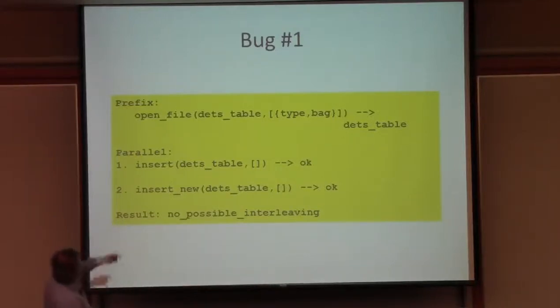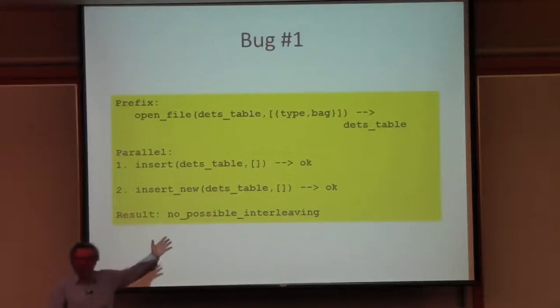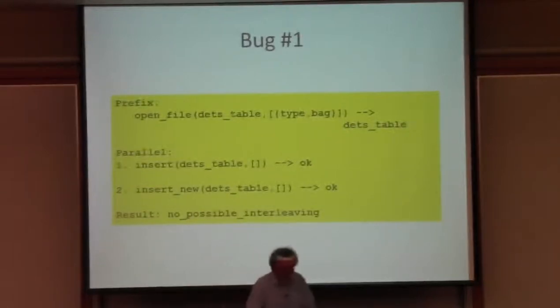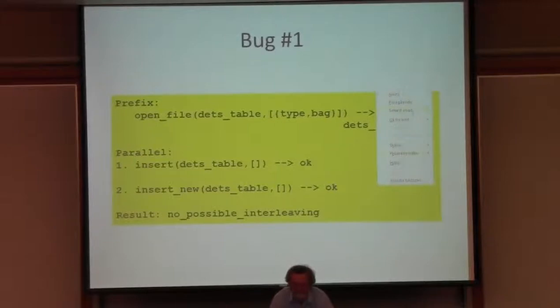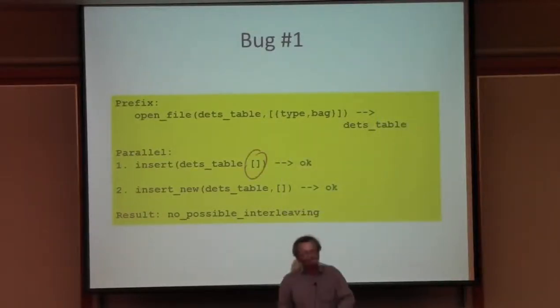In this one, in the prefix, we open the file. That makes sense, of course. And then in parallel, we do 2 things. We do an insert, and look, I'm inserting, and let's see, am I able to write on my slides yet? Yes. I'm inserting an empty list of tuples. It's a no-op. And in parallel, I'm doing an insert new of an empty list of tuples. That's also a no-op. They both returned OK, and yet QuickCheck says, no possible interleaving.